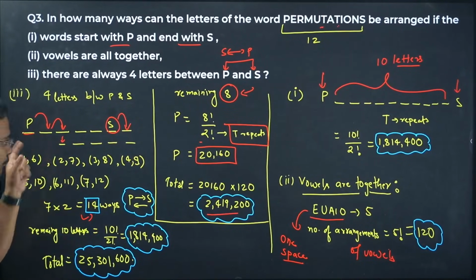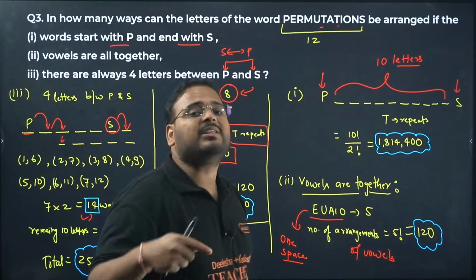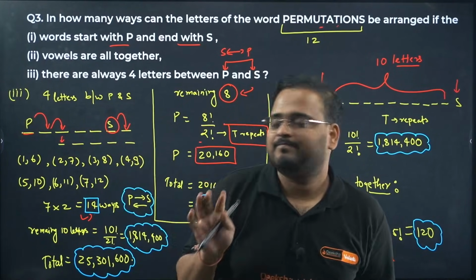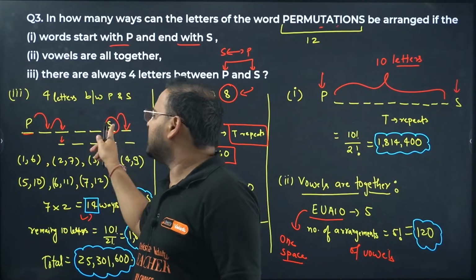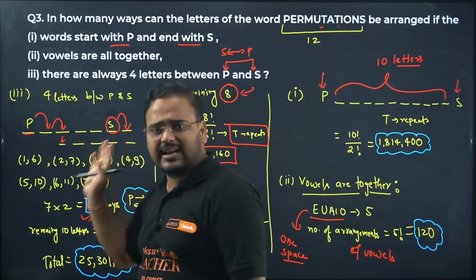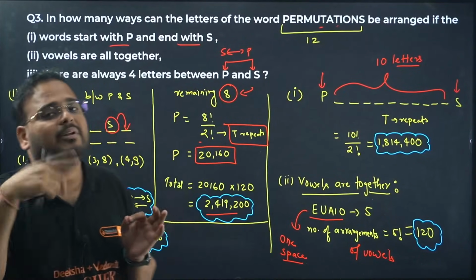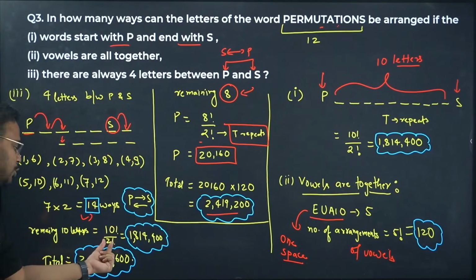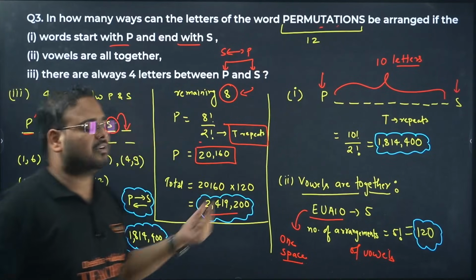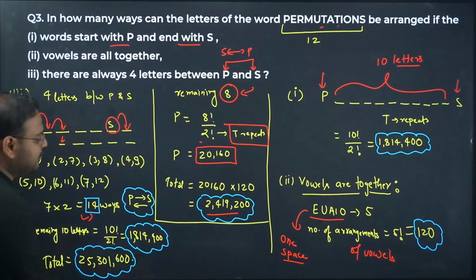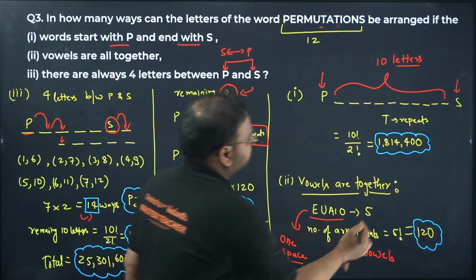Now, if you fix the 2, how many letters are pending? 10. You fix only 2, now you have fixed this P and S. The remaining spaces are 10. So we have 10 letters to arrange. How many ways? 10 factorial ways. 2 T's are again there, so divide by 2 factorial. This is the value. We just got this over here also, you can see.